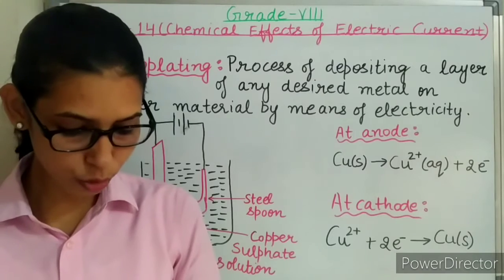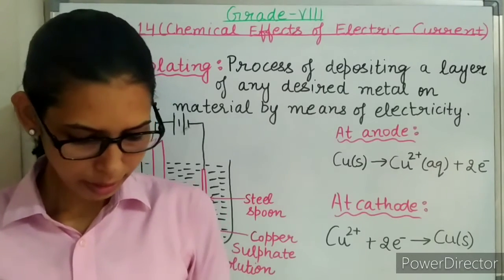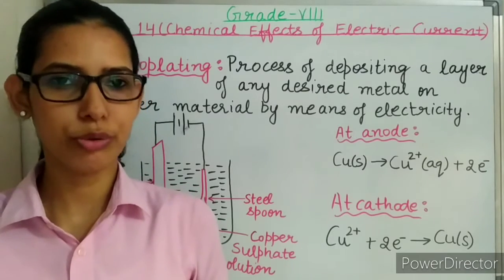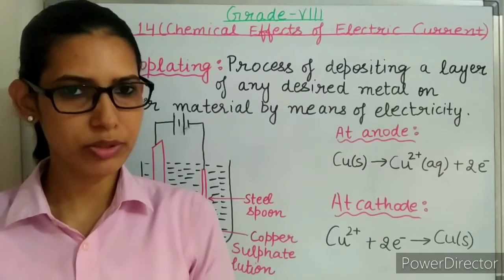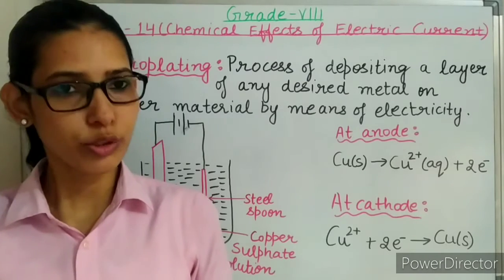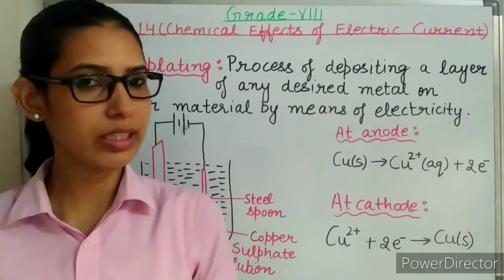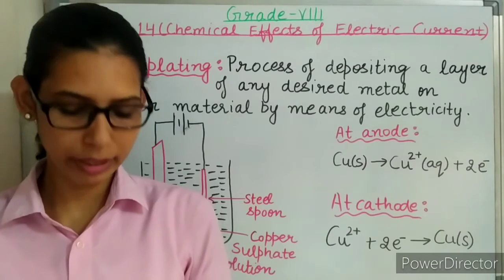Next is true false. Metals are conductors of electricity. Yes, metals allow electric current to flow through them. Metals are conductors of electricity, so the statement is true. Pure water is a good conductor of electricity. It is false because pure water is a poor conductor of electricity. It doesn't allow electric current to flow through it.